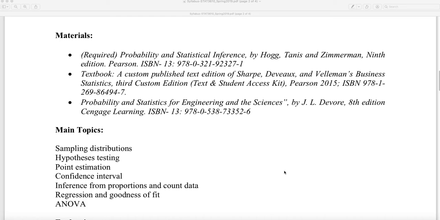My approach is learning by problem solving. Basically, instead of going through too many things about the general idea of statistical concepts, we learn how by solving problems. I teach some conceptual things too, but my approach is mostly based on problem solving. The main topics are sample distributions, hypothesis testing, point estimation, confidence interval, inference from proportions and counting data, regressions, and ANOVA.